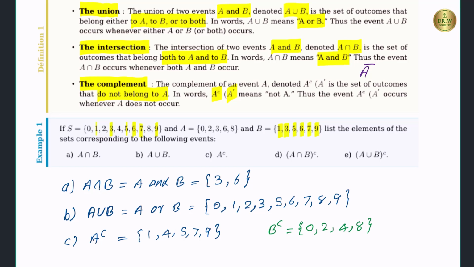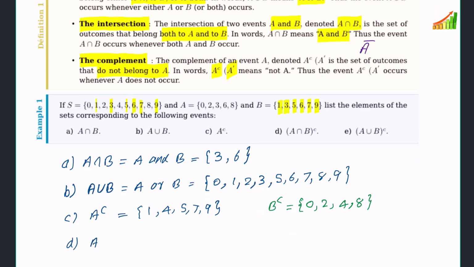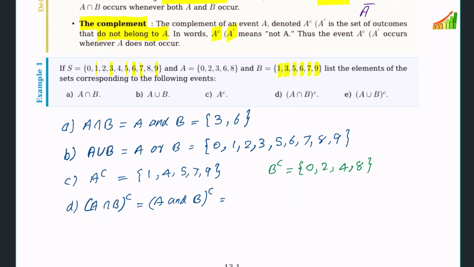Now go to D. Complement of A intersection B, or you can write this as A and B complement. So how do we find the A intersection B complement? First, let me find the elements of A and B. Yes, we already know it. A and B is 3, 6.